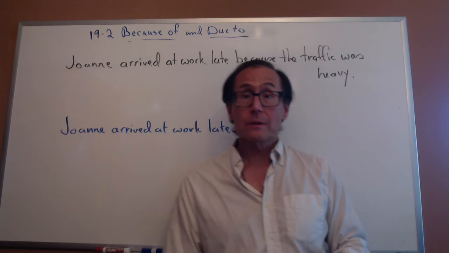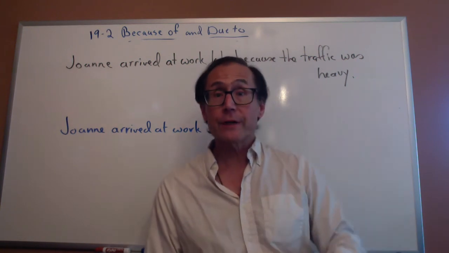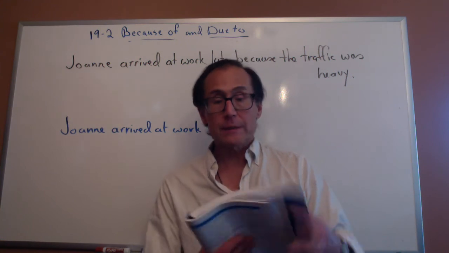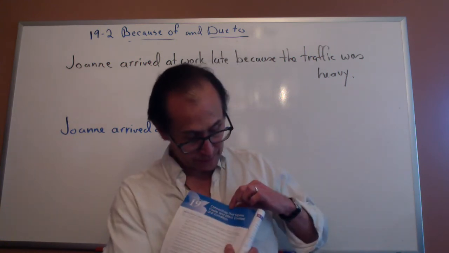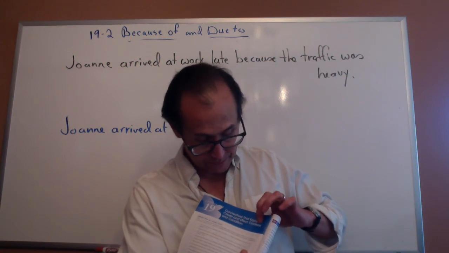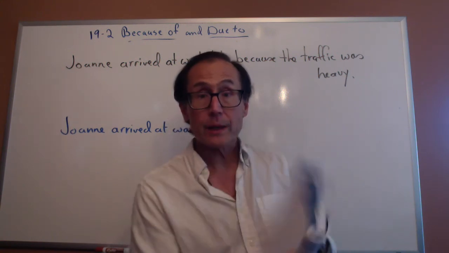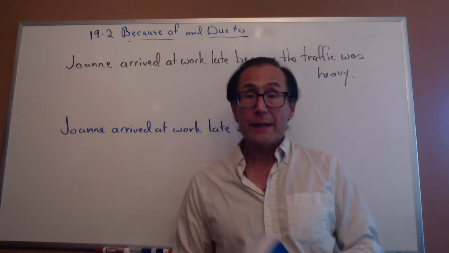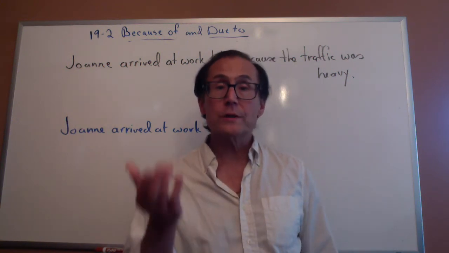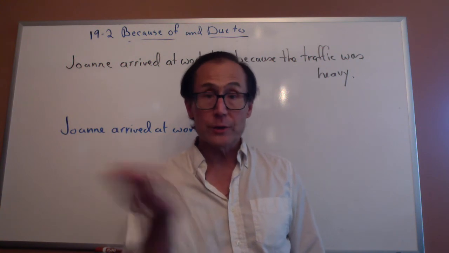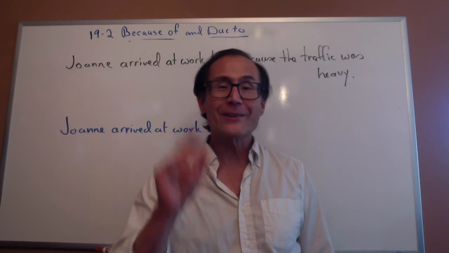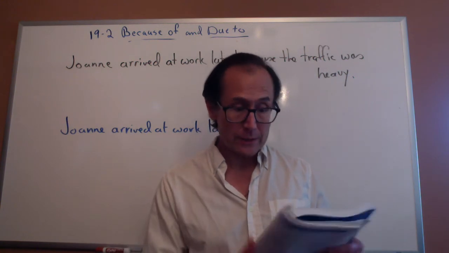In this video, we're going to be starting chapter 19 in your book. And chapter 19 is called Connectives that Express Cause and Effect, Contrast, and Condition. Basically, when it says connectives, it means words that show the connection between ideas. If that's not clear, don't worry. It's going to become clear as we talk more about it.